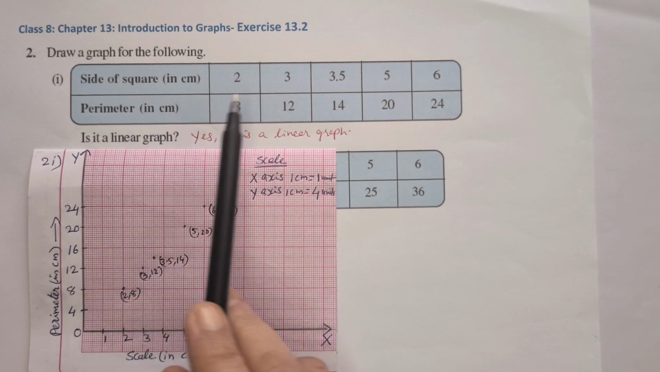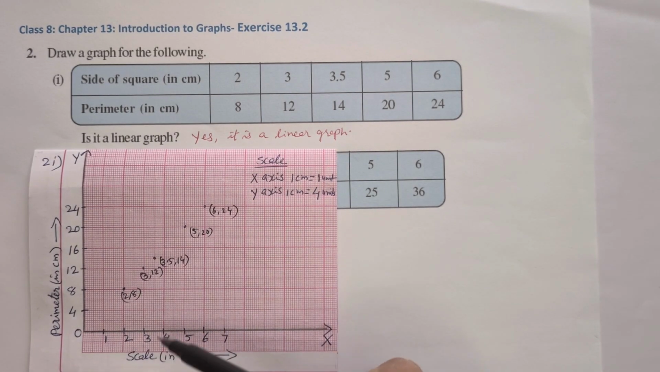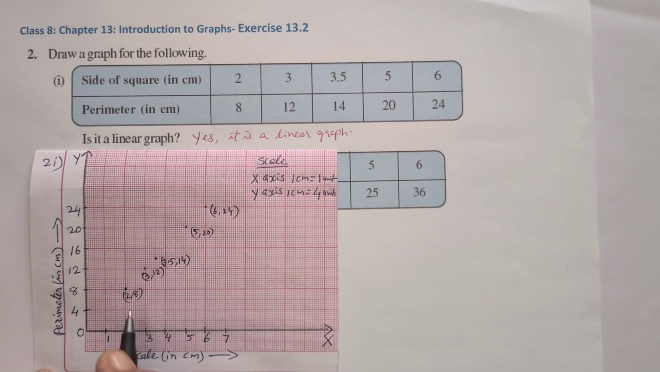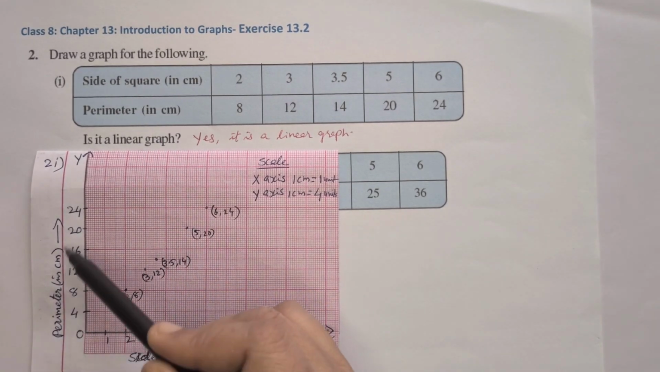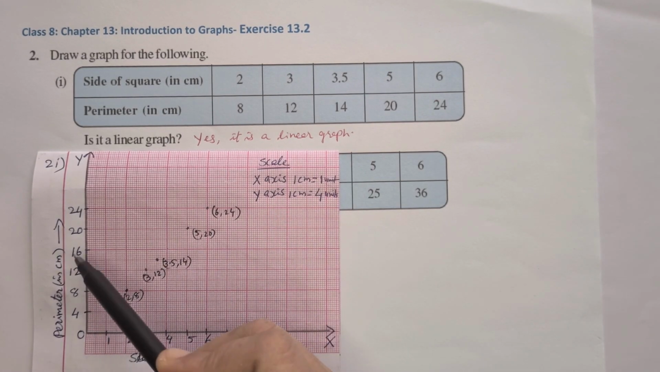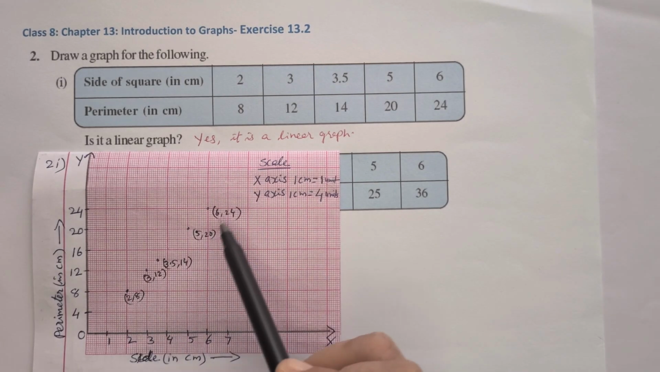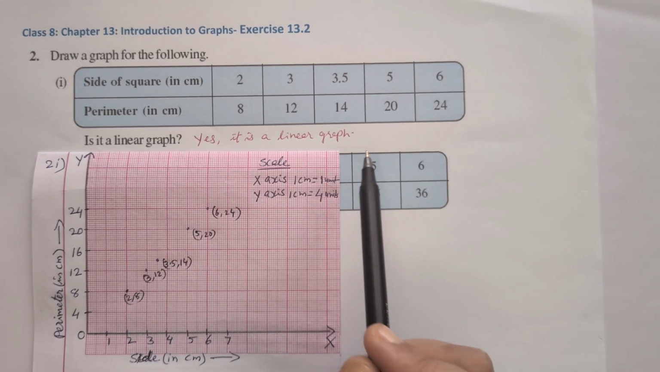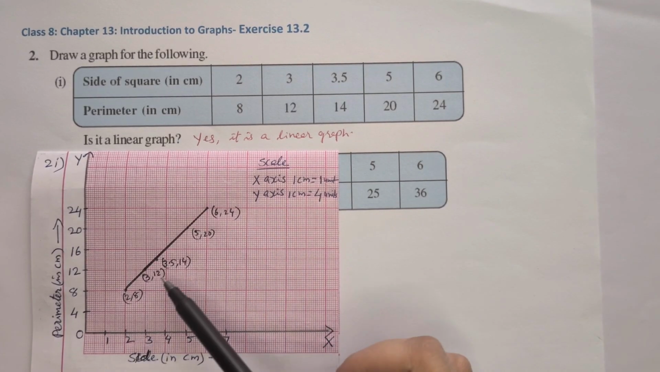Second question, draw a graph of the following. The side of the square and the perimeter are given. So first we have to plot the points. Side of the square on the x-axis and perimeter on the y-axis. Scale we can take 1 centimeter equal to 1 unit, and on the y-axis 1 centimeter equal to 4 units. Plot the points here. We can see it is a straight line. So is it a linear graph? Yes, it is a linear graph. If we join the points, we get a straight line.